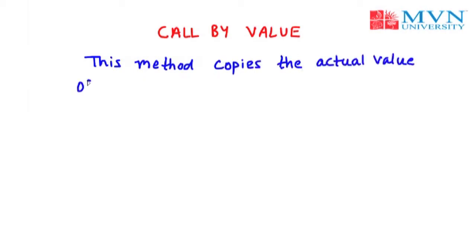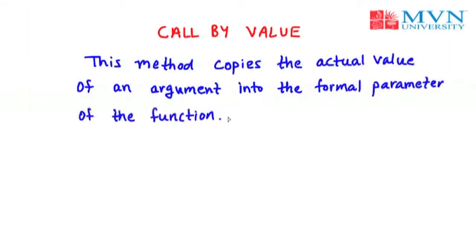First is call by value. The call by value method copies the actual value of an argument into the formal parameter of the function. In this case, changes made to the parameter inside the function have no effect on the argument. By default, C programming uses the call by value method to pass arguments. This means that the code within a function cannot alter the arguments used to call the function.